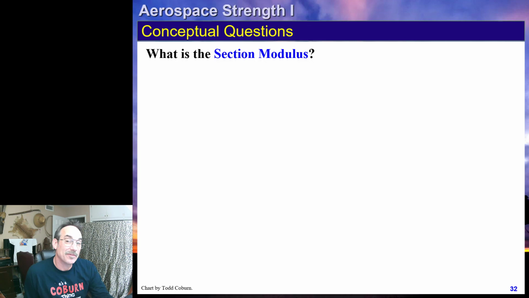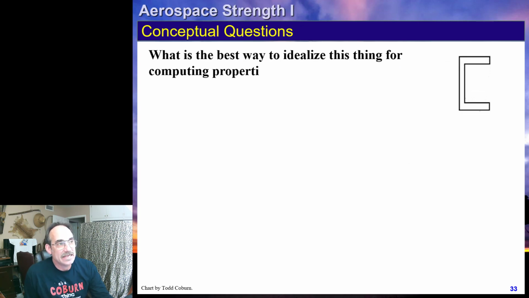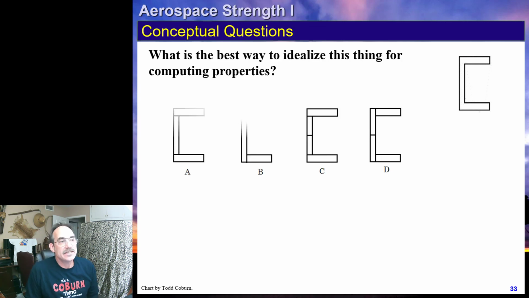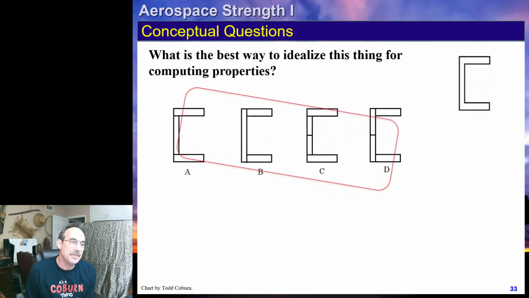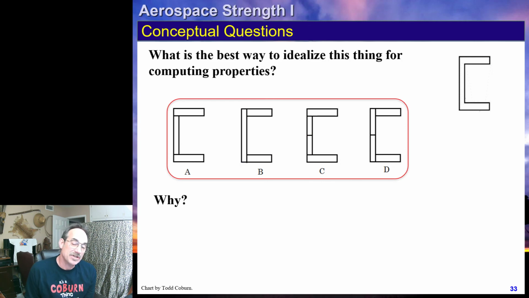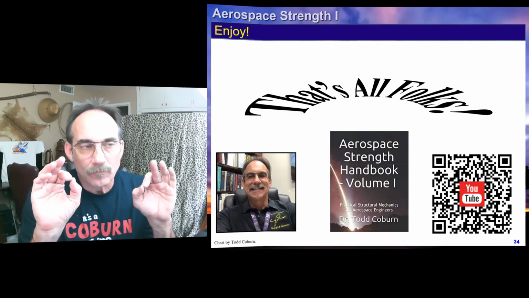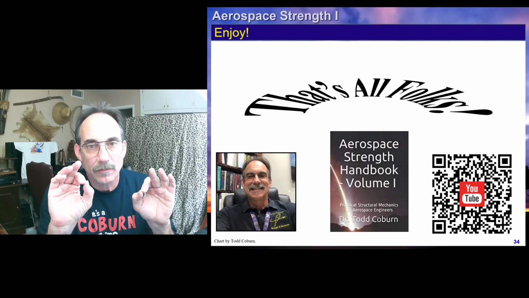Section modulus, we learned about this. Remember this? It's just I over C. What is the best way to idealize this for computing properties? If you think about this, you'll notice that any of these methods will work. Now when we start doing plastic bending next semester, we'll find out that some of these methods are better than others for doing that kind of calculation. But for our purposes, any of these four are fine.